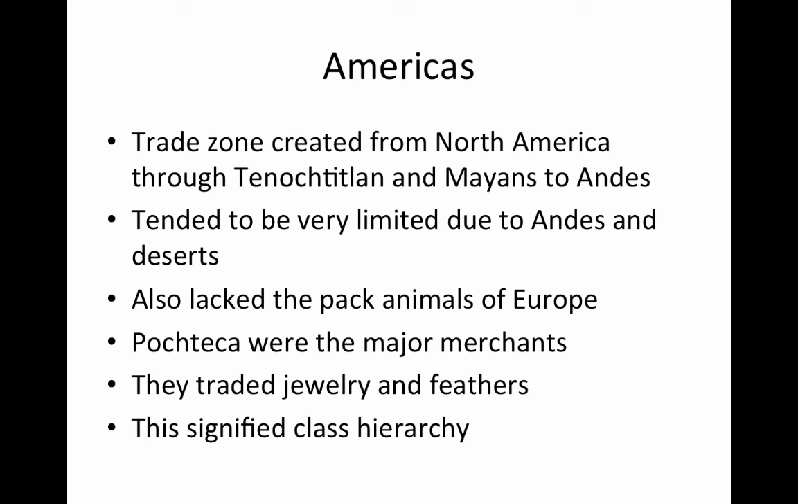The Americas. In North America, there was a trade zone, although they were isolated from Europe and the Middle East. The trade zone that was created would be created through Tenochtitlan and down from the Mayans into the Andes. It tended to be very limited, and the reason why was that the Andes and the deserts in this region cut off a lot of trade.